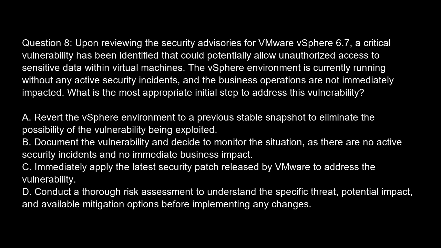Option A. Revert the vSphere environment to a previous stable snapshot to eliminate the possibility of the vulnerability being exploited. Option B. Document the vulnerability and decide to monitor the situation, as there are no active security incidents and no immediate business impact. Option C. Immediately apply the latest security patch released by VMware to address the vulnerability. Option D. Conduct a thorough risk assessment to understand the specific threat, potential impact, and available mitigation options before implementing any changes.